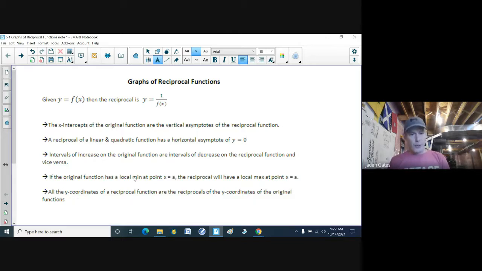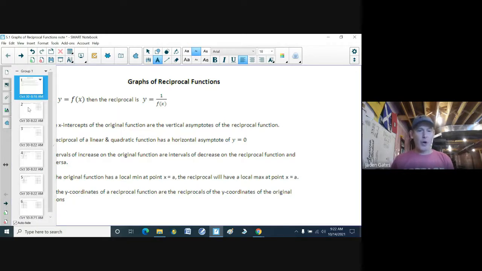Those ones are pretty straightforward, but this one's a little weird, and we'll get to it. They'll all hopefully make sense when I go through my examples. All the y coordinates of a reciprocal function are the reciprocals of the y coordinates of the original function. All right, that's wordy, but we will get to it.